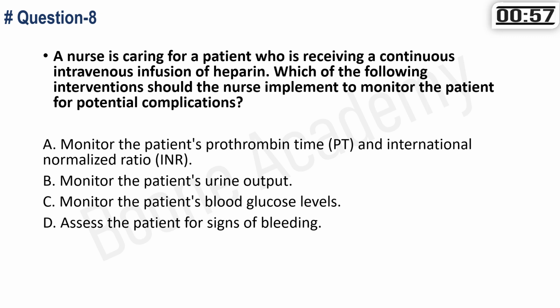Question 8. A nurse is caring for a patient who is receiving a continuous intravenous infusion of heparin. Which of the following interventions should the nurse implement to monitor the patient for potential complications? A. Monitor the patient's prothrombin time, PT, and international normalized ratio, INR. B. Monitor the patient's urine output.